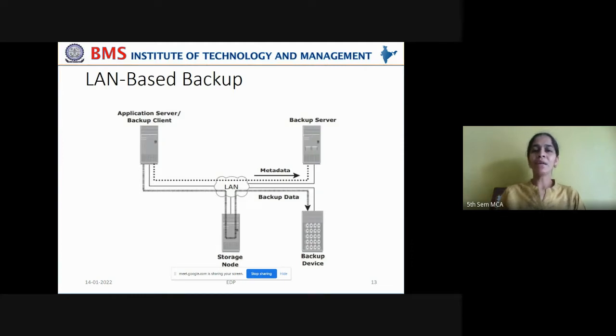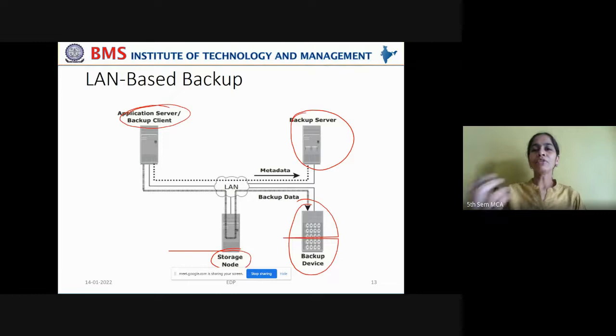Now, this is how a LAN-based backup architecture looks. In this case, the application server or the backup client, which generates the data for which backup has to be taken, the storage node, which initiates the backup process, the backup device, where the backup copy has to be stored, and the backup server, which stores the backup catalog, which holds the metadata about the data that has been backed up. All these will be at distant locations, and they are all connected together over the LAN, right?